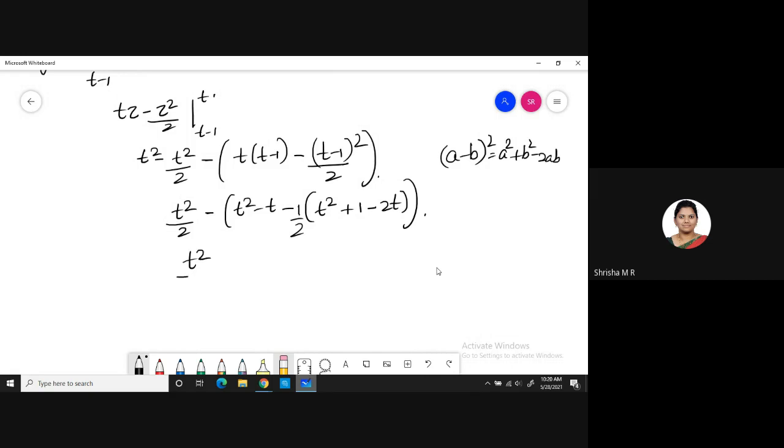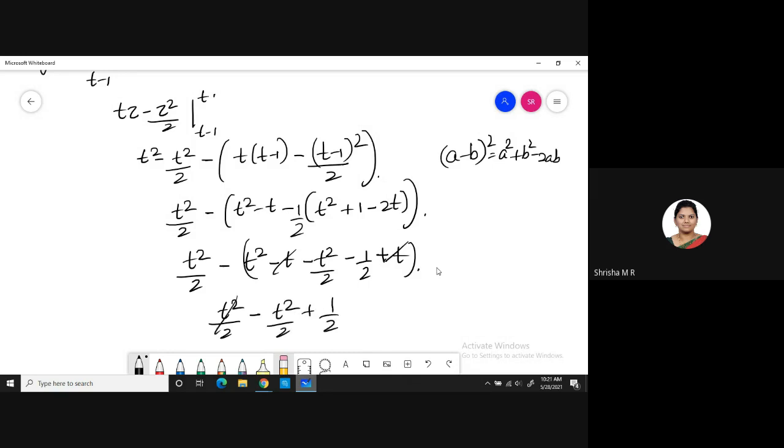So we have t square by 2 minus t square by 2 minus half plus t, right? Yes, ma'am. So minus t plus t gets cancelled, and t square minus t square by 2 is t square by 2. So t square by 2 minus t square by 2 plus half you will have. So this and this get cancelled, you will be left with half. Got it?